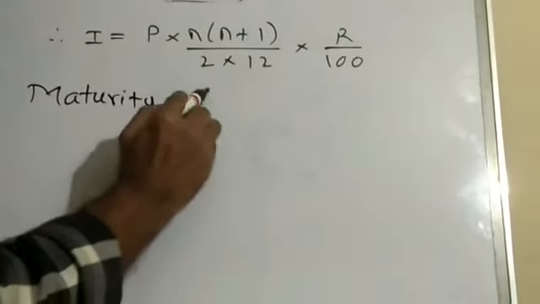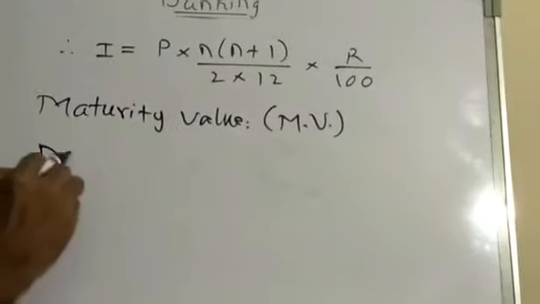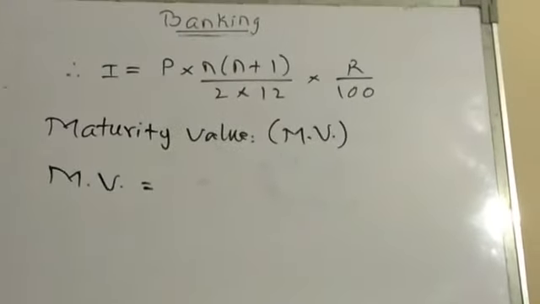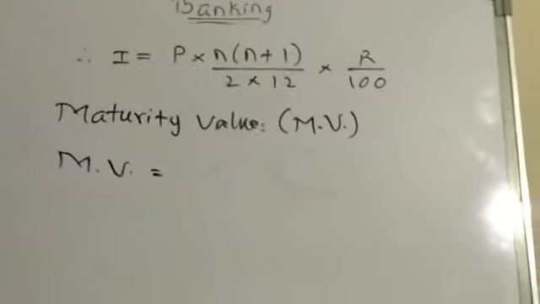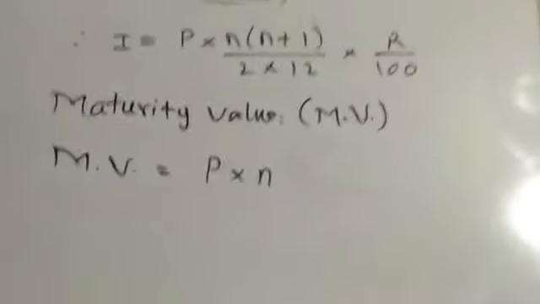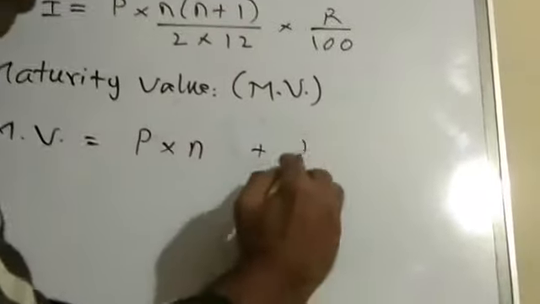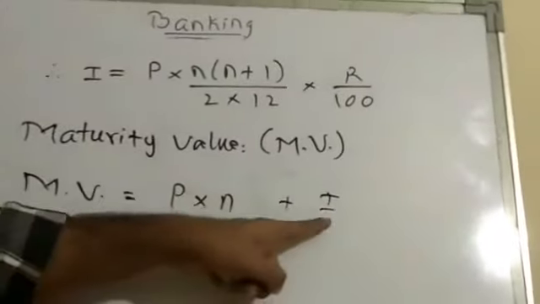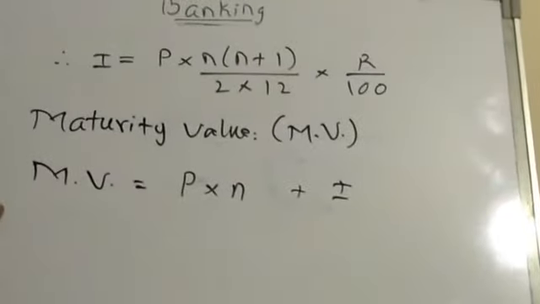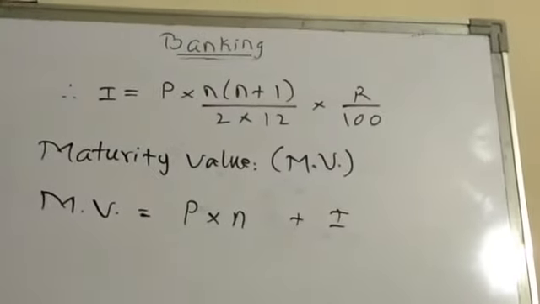Now what is maturity value? We can also denote it with MV. Maturity value means that when you go to the bank, say on 1st July, and you say, give me the money, then the bank will say, you have submitted every month P rupees for n months, so we will give you P into n. Now this is what you have been already paying, but the bank has to also give you the interest. This interest part along with whatever you have been depositing every month together becomes the maturity value, where I is equal to P into n plus 1 upon 2 into 12 into R upon 100.